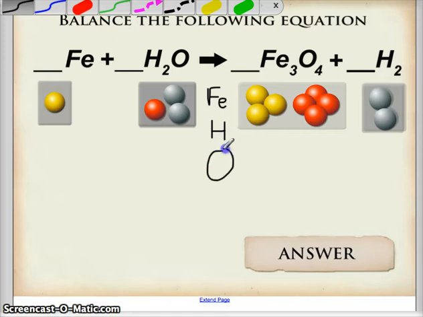Okay. Count up your atoms on each side. Reactant side, 1, 2, and 1. Product side, 3, 2, and 4. All right, so my suggestion, start top to bottom. See if you can balance it. Pause it, see if you can balance it, and then come back, and I will show you the correct answer.